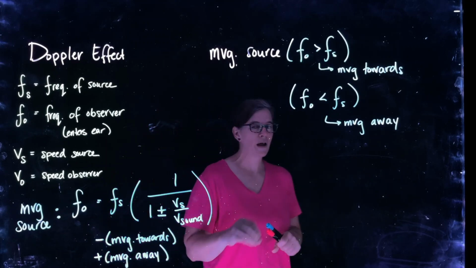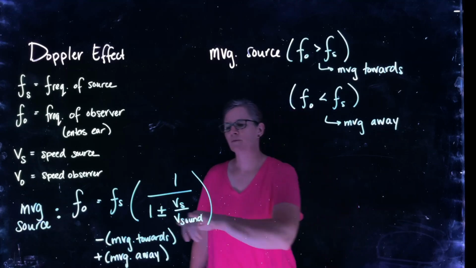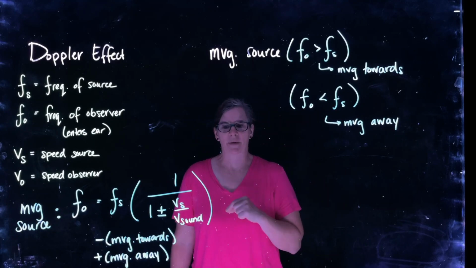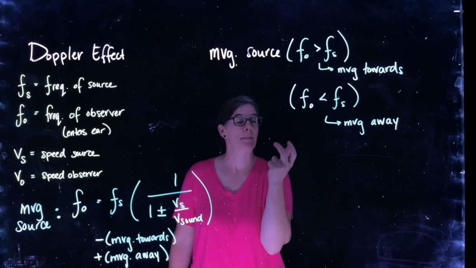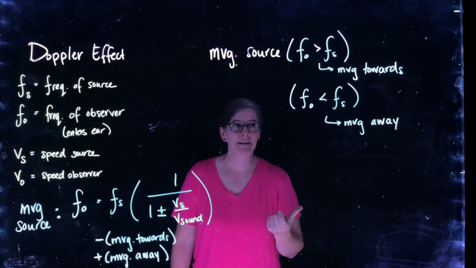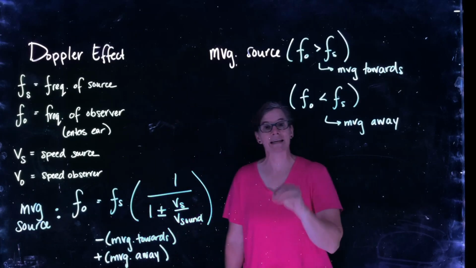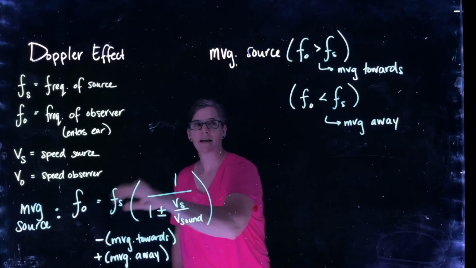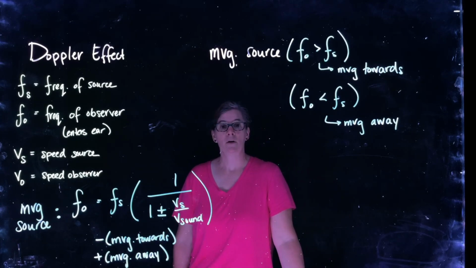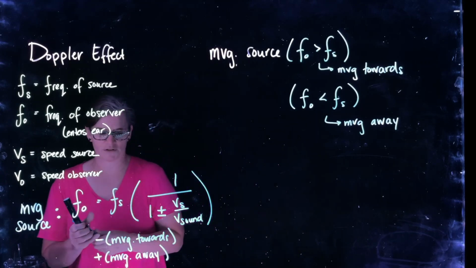If I'm moving away, I add the ratio of the source to the ratio of the sound. That's 1 plus the velocity of the source divided by the velocity of the sound. I get a number a little bit bigger than 1. 1 divided by a number a little bit bigger than 1 is a number less than 1. And if I multiply that by the frequency of the source, I get a smaller number, thereby confirming our generic relationship. Okay, so this is the relationship for a moving source.